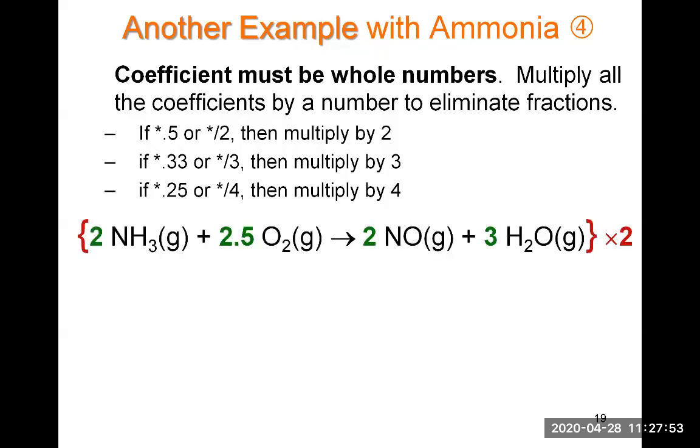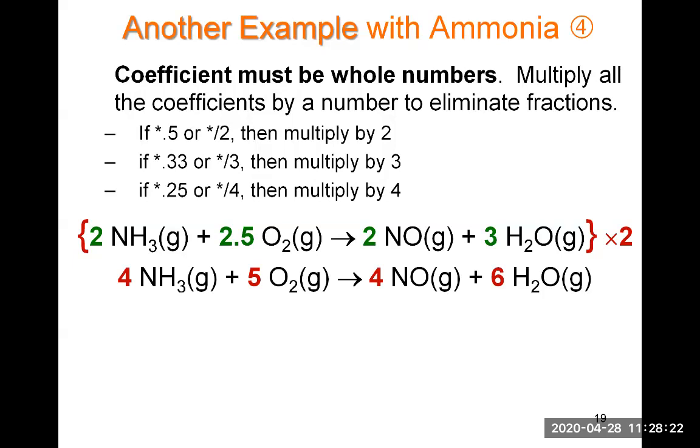So that means here we have parentheses around the whole equation, and we will multiply by 2 so that we will get rid of the 2.5 and make it a whole number. When we multiply by 2, it's only the coefficient that we multiply. So let's start with ammonia. In front of ammonia, there is a coefficient 2. 2 times 2 is going to be 4. 2.5 times 2 is going to be 5 in front of oxygen. 2 times 2 is going to be 4 in front of NO. And 3 times 2 is going to be 6 in front of water.